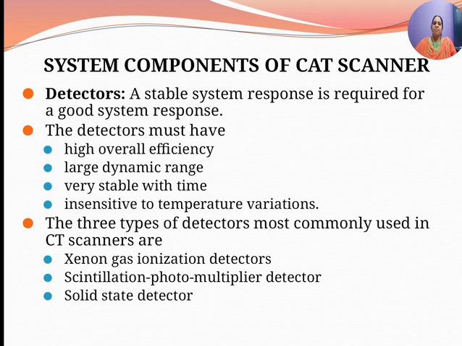The 3 types of detectors most commonly used in CT scanners are xenon gas ionization detectors, scintillation photomultiplier detectors, and solid state detectors. So these are the 3 types of detectors most commonly used in CT scanners.